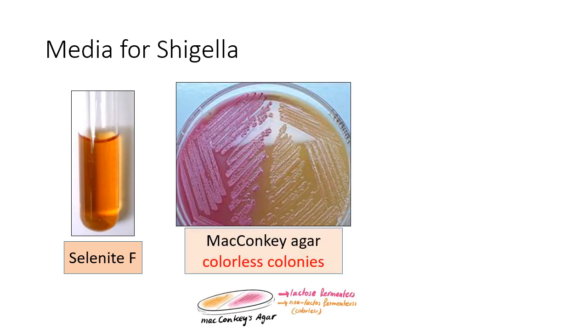MacConkey agar is a mildly selective agar, which means that it selects for the growth of specific groups of bacteria. For Shigella, it produces colorless, a little bit yellowish colonies, because it does not ferment lactose. If it was a lactose fermenter, it would have changed the color into pink.